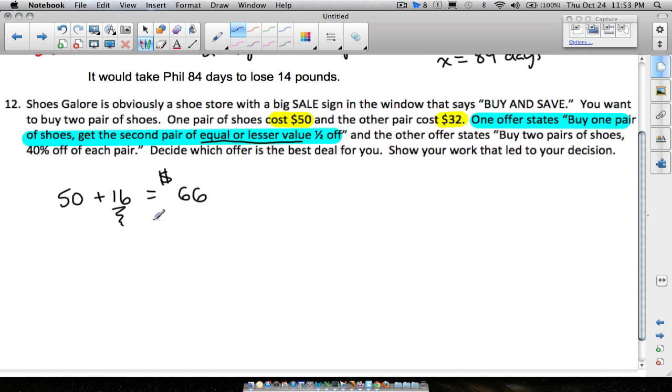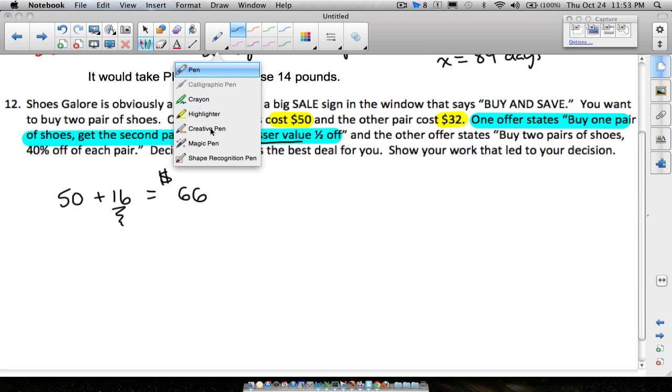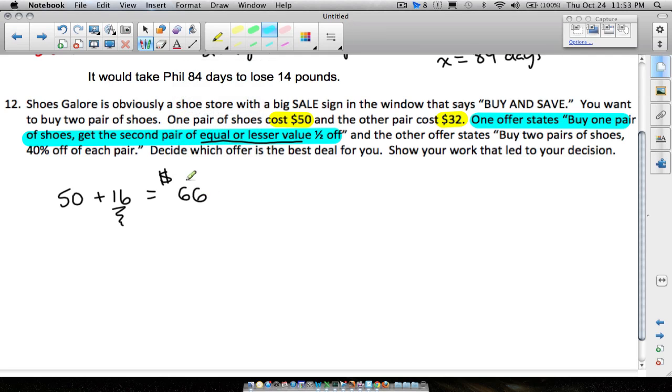And that's all the work I want to see for the first deal, or the first offer, so to speak. So there's our first offer. We're going to pay 66 bucks. Now for the second offer, there's a little bit more math to do. We buy 2 pairs of shoes and we get 40% off each pair.